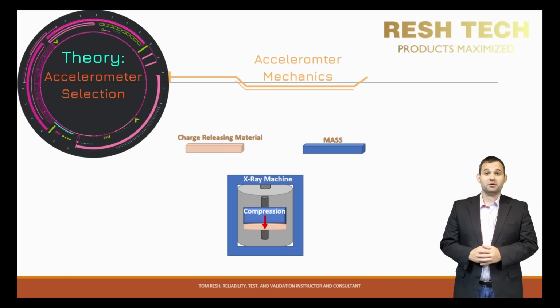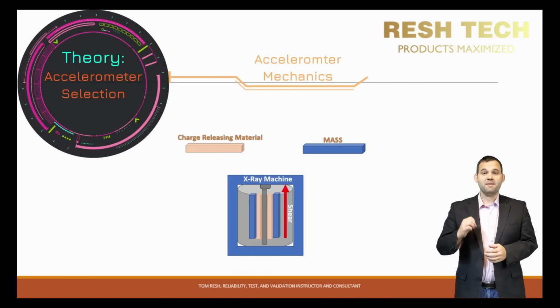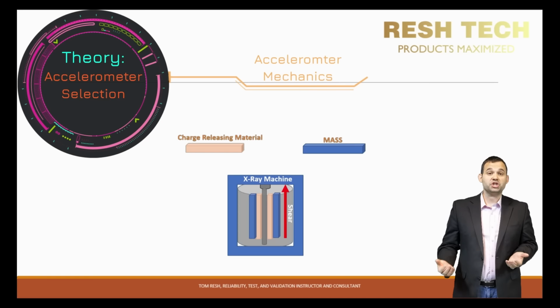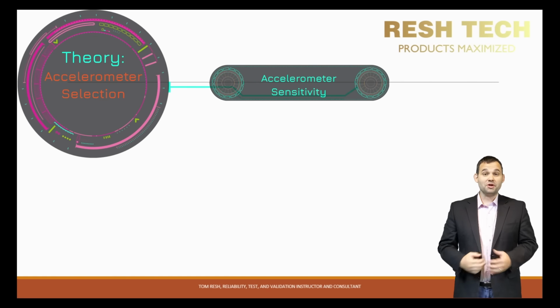Another type of accelerometer is a shear type accelerometer. Again, it is comprised of a mass and a piezoelectric material. However, it produces a charge from a mechanical input based on shear force excitation. This is a perfect time to jump into some more theory.